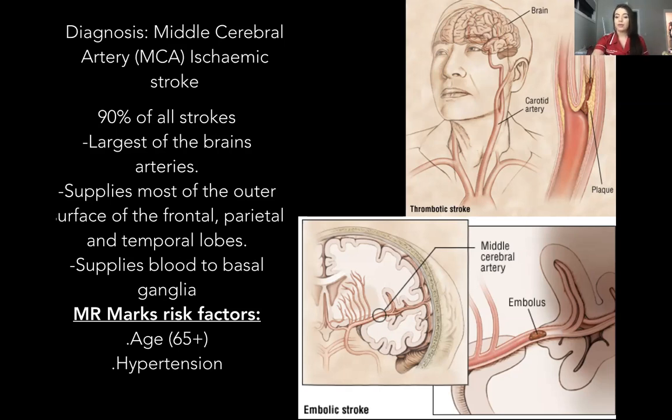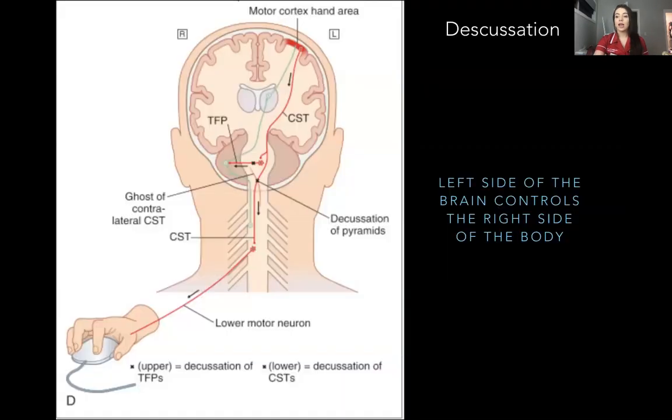Mr. Marks' previous medical history and hypertension, age 65 plus, are risk factors contributing to the overall clinical presentation of Mr. Marks. Mr. Marks presents with clinical manifestations including severe right hemiplegia or severe weakness to the right side of the body, right-sided facial droop, and right hemianopia, a partial blindness or loss of sight in half your visual field.